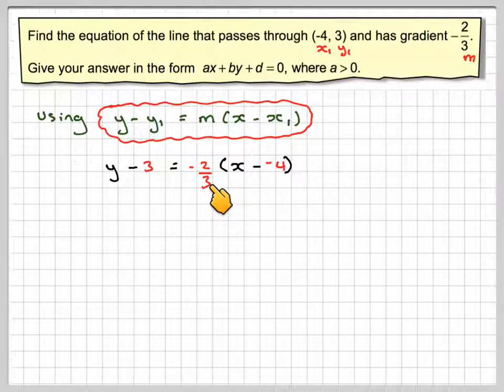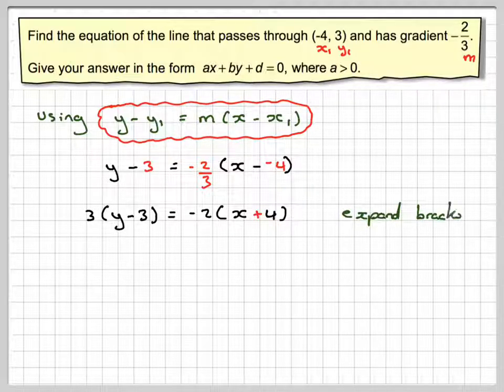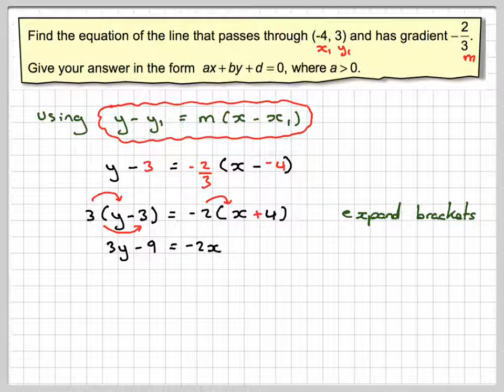What we do now is we take this 3 and we put it up here. So we multiply both sides by 3. So we get 3(y - 3) = -2(x + 4). Now minus minus 4 becomes plus 4. Expanding the brackets, we get 3y - 9 = -2x - 8. Again, the sign changes because you're multiplying a plus by a minus.